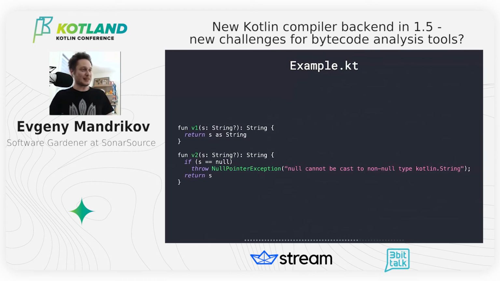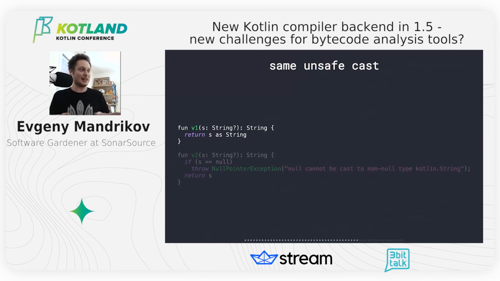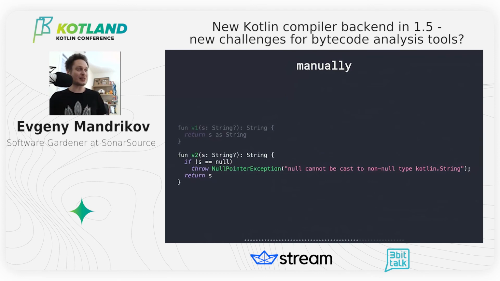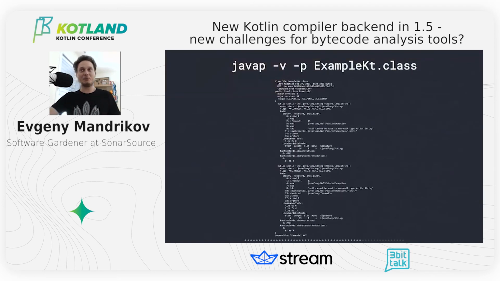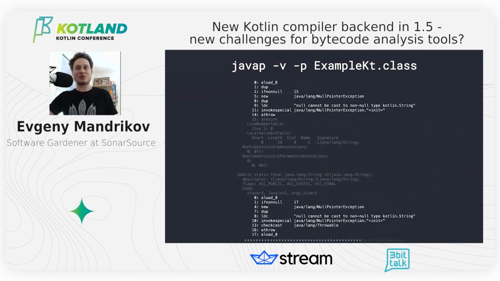Here is another interesting example that I built for you. In the very first case, we have the exact same unsafe cast, the exact same function. In the second case, we have more or less an unsafe cast, but written manually. We write this null check manually, and smart casts do the job for us. Once we check that something is not null, we don't need to cast anymore, in an unsafe or safe way. So let's have a look at what this compiles to. If we use an old compiler, it's going to compile into such a thing. We can look at the two methods.